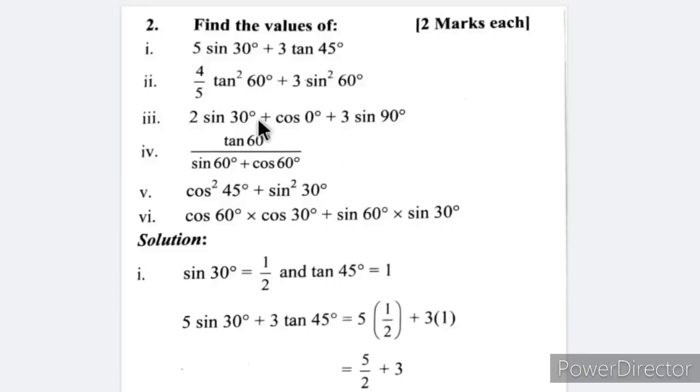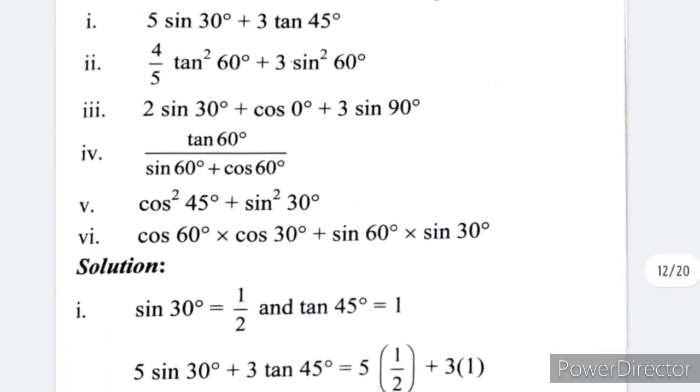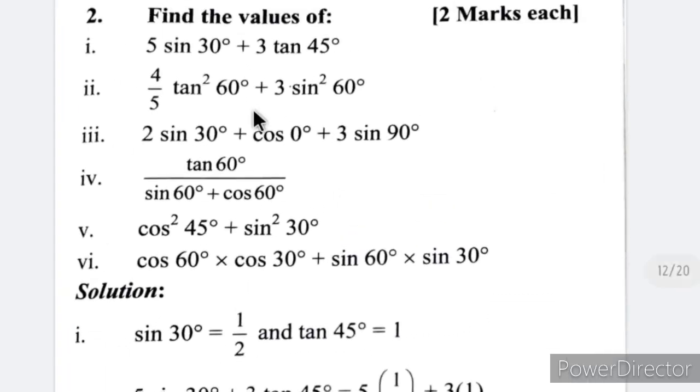Now let's start with question number 2 of Practice Set 8.2. I hope that you remember that table and how I taught you. You must remember it, because in question number 2 of this practice set, we need it. So find the values of, is the question.